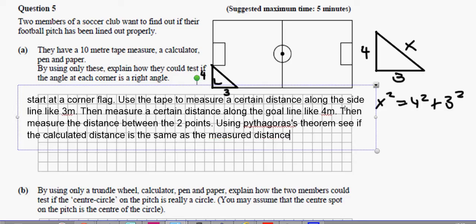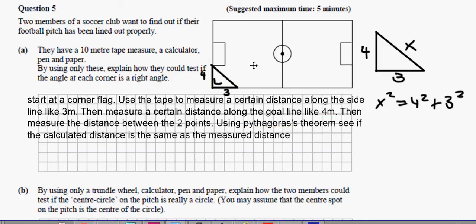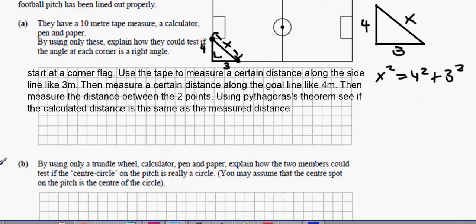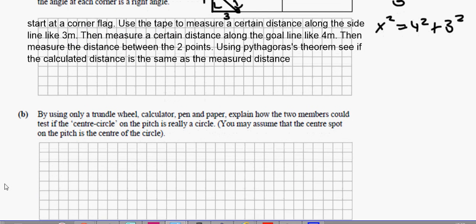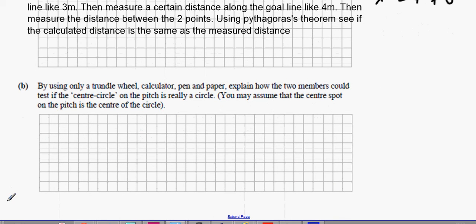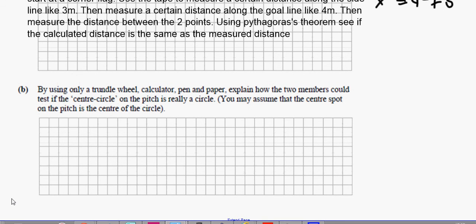Okay, so in a nutshell, you measure your 2 points, and then you have your 2 points here and here. You measure the distance between these 2 points, and then you use Pythagoras Theorem to calculate x and see if it is the same as the x you measured on the pitch. Okay. Part B. By using the trundle wheel, calculator, pen and paper, explain how the two members could test if the center circle on the pitch really is a circle.